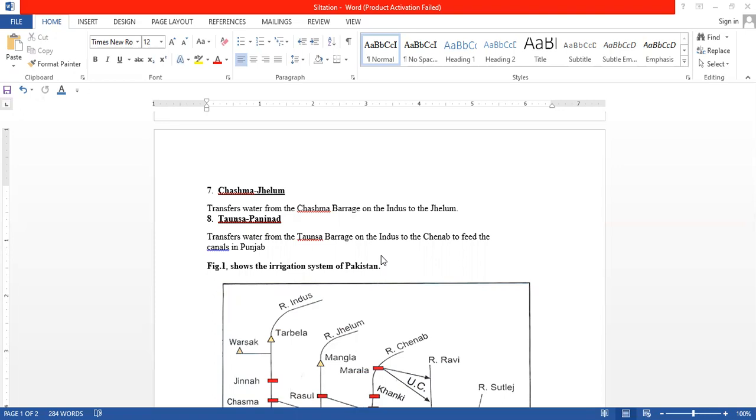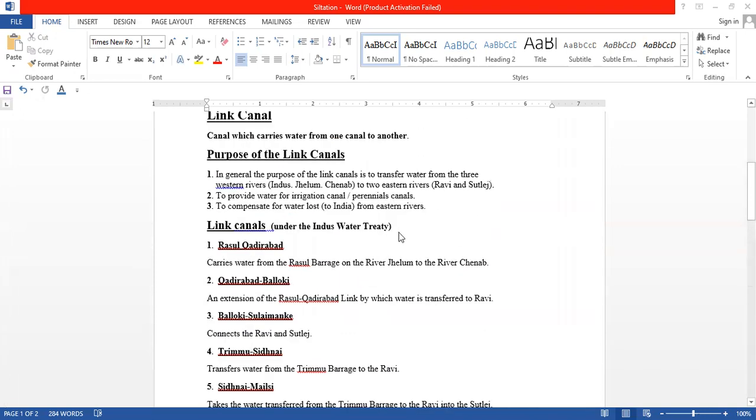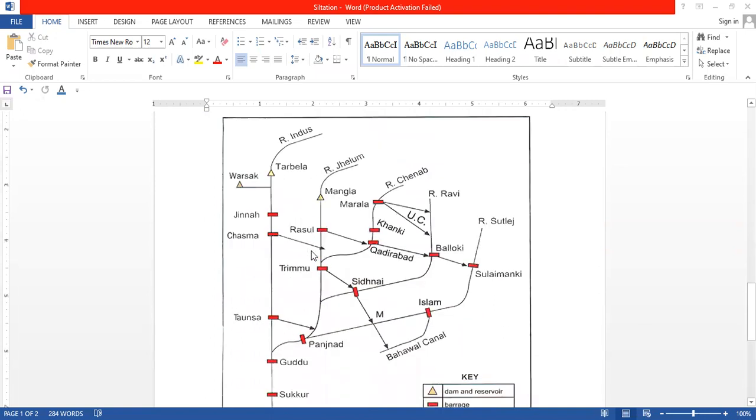An examiner can ask two different types of questions. First of all, in general, they can ask: describe the purpose of the link canals. As I told you, there are three purposes of the link canals, as you are watching on the screen. And the second question can be: name a link canal and explain the purpose. So, just as practice, according to the question, name a link canal, like the Rasul Kadirabad link canal. What is the purpose of this one?